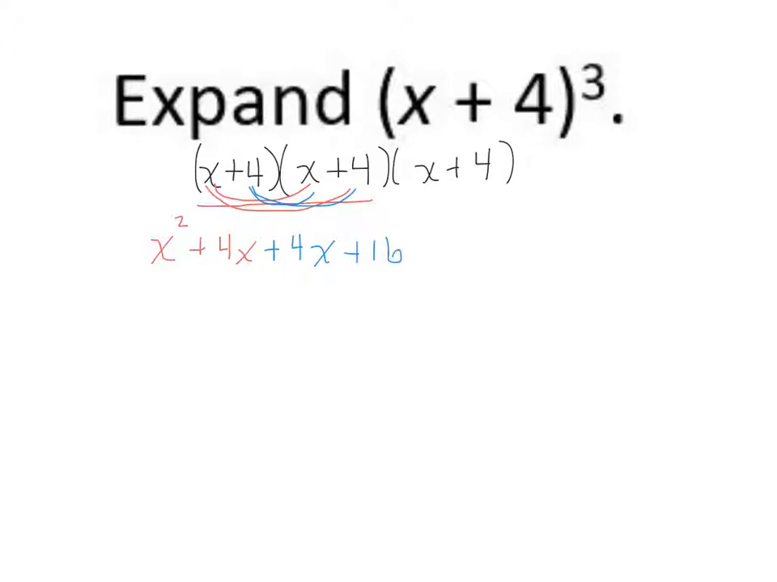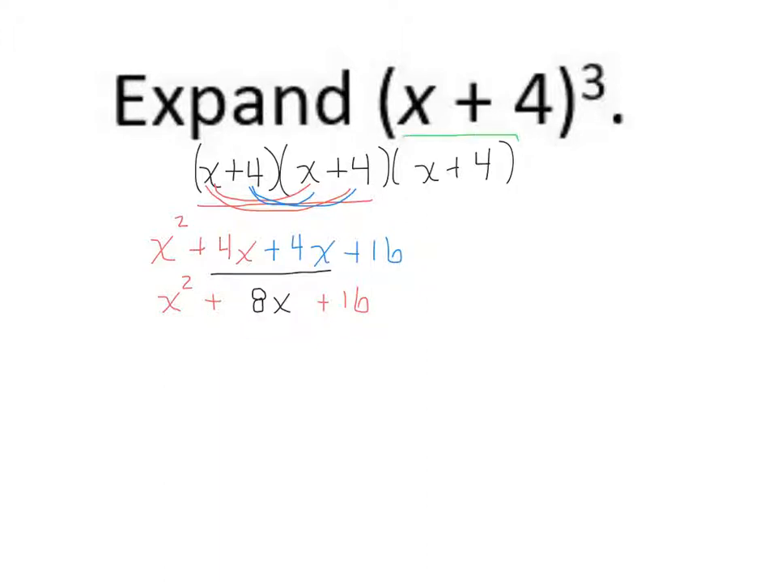We notice that these are like terms because they have an x to the first power. So we can combine them by just adding their coefficients. So 4x plus 4x is 8x. So we end up with x squared plus 8x plus 16. Now we have to multiply that by the remaining x plus 4.